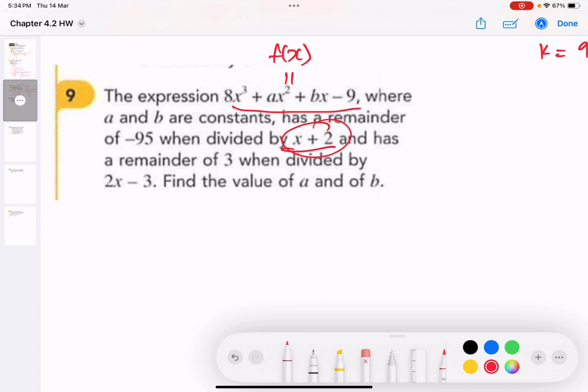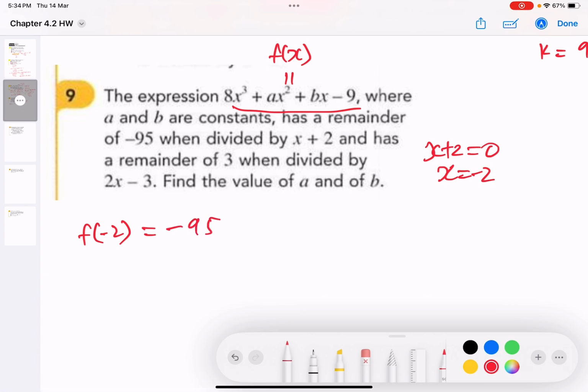I'm going to skip a few steps. So I know that if I substitute in negative 2, why negative 2 again? Because I'm going to try to make this 0, right? So x equals negative 2. Oops, let me delete this. All right, so when I substitute this, I'm going to get a remainder of negative 95.